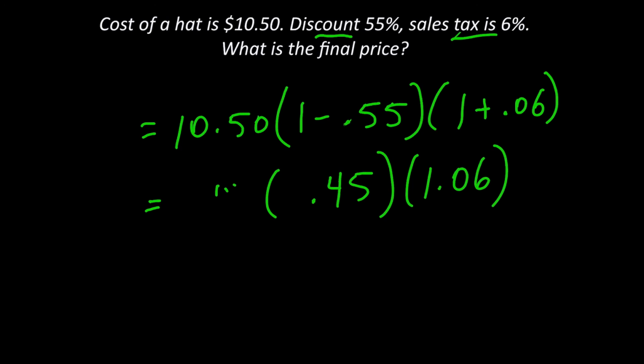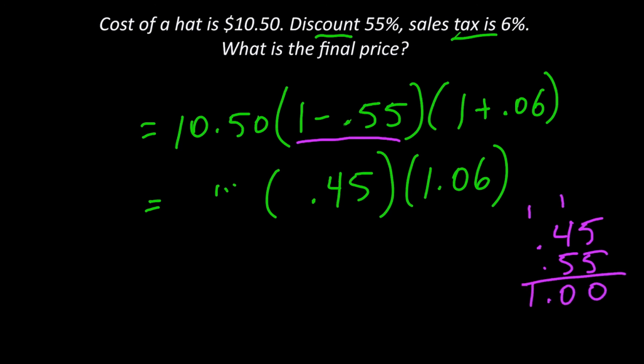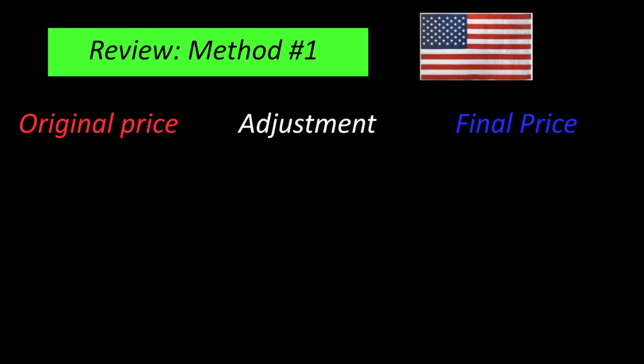And again, ladies and gentlemen, this is not an intuitive subtraction right here. Don't hesitate to come to the side and add 0.45, 0.55. Check your math. Don't be too proud. When you do that and you plug in $10.50 for the original, you do your math, you're going to get $5.01 for your final price.